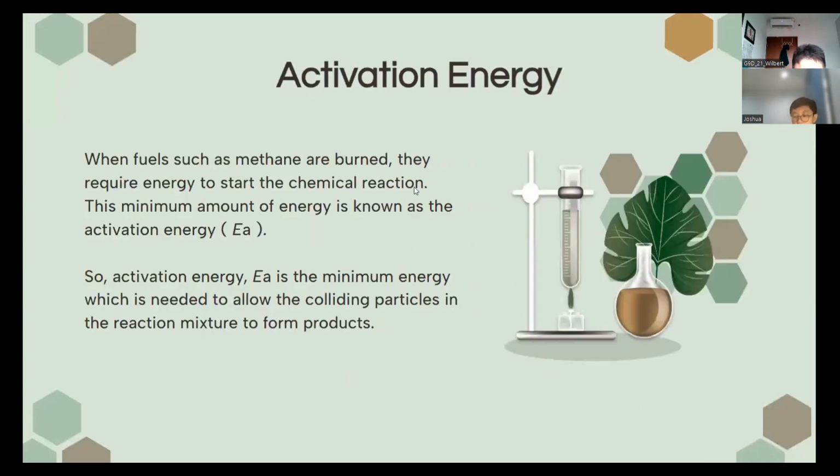Activation energy. So activation energy is when fuels such as methane are burned, they require energy to start the chemical reaction. This energy is known as the activation energy, or EA. So activation energy, or EA, is the minimum energy which is needed to allow the colliding particles in the reaction mixture to form products.